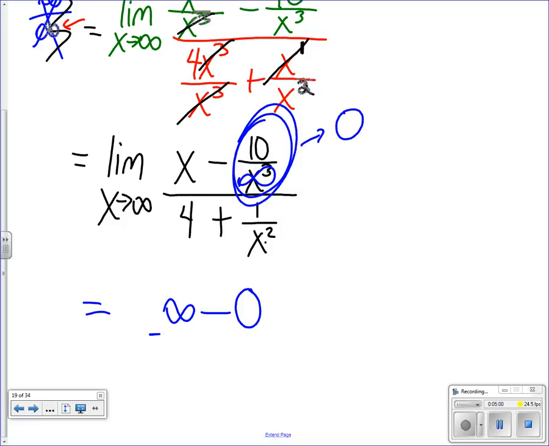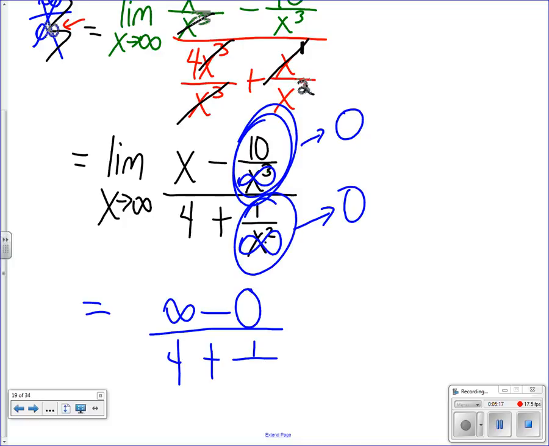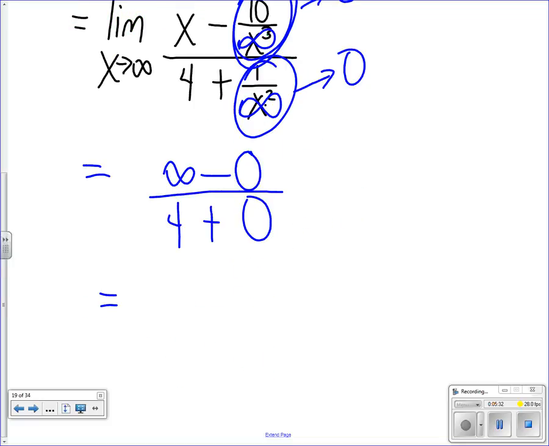All over 4 plus 1 over, the same thing happens here. Really, this is just infinity squared, which is just infinity. As a result, this entire piece goes to 0. So then we end up with infinity minus 0. That's just infinity, because you're not taking anything away from it. On the bottom, you have 4 plus 0, which is still 4.